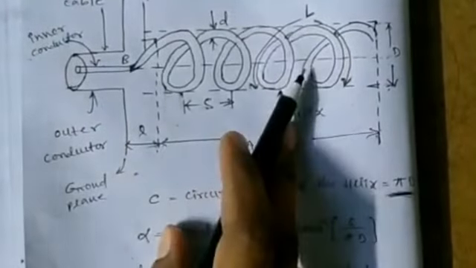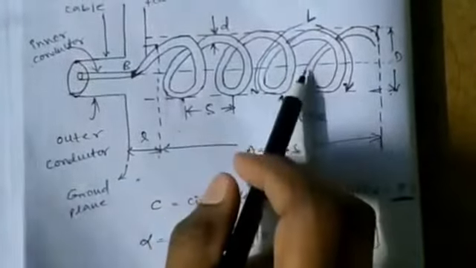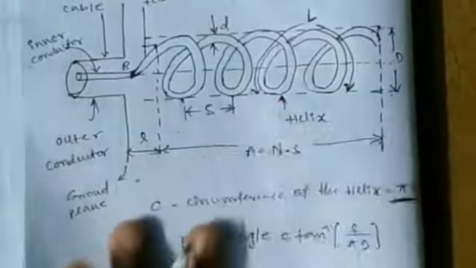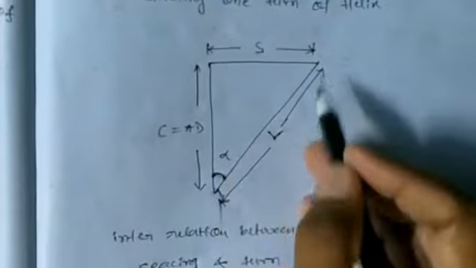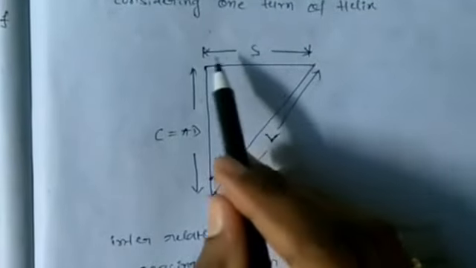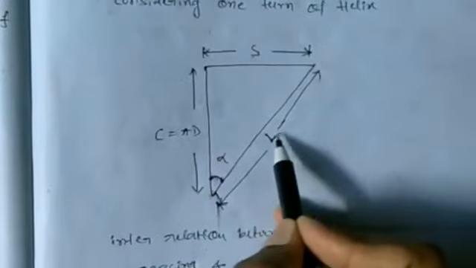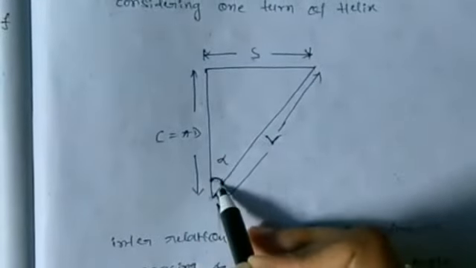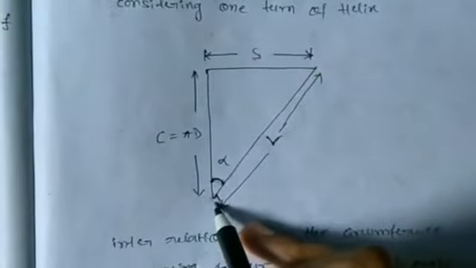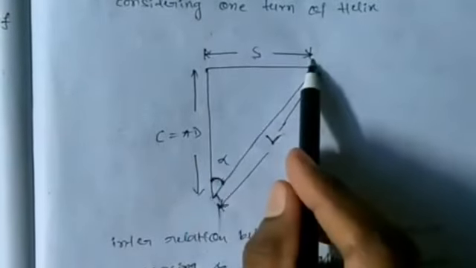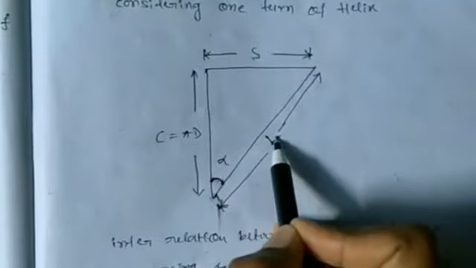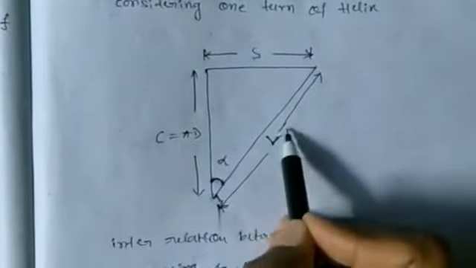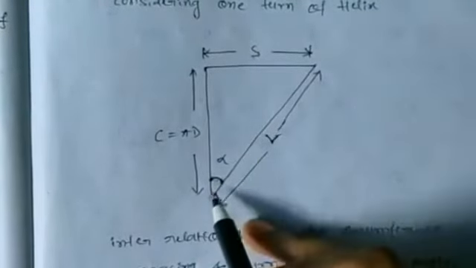For finding the length of one turn and the pitch angle, we have to take one turn from this helical antenna. Here we consider one turn of the helix. This is the relation between the spacing between the two turns, length of one turn, circumference and pitch angle. By using this, we find the length of one turn and the pitch angle. It looks like a right angle triangle.